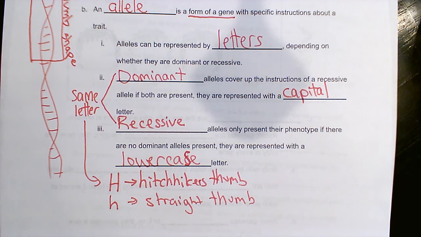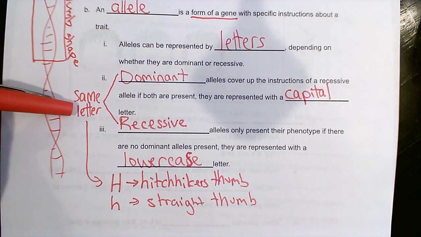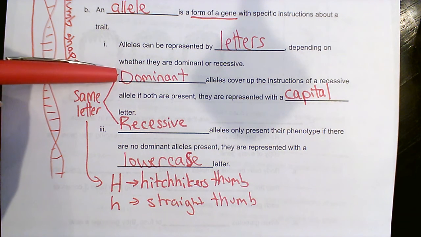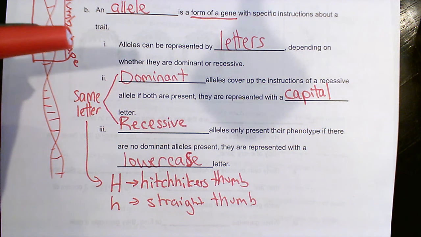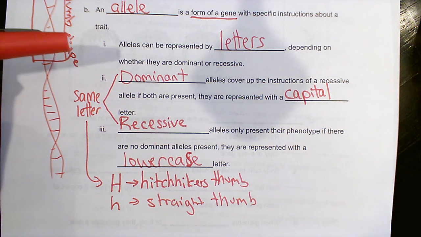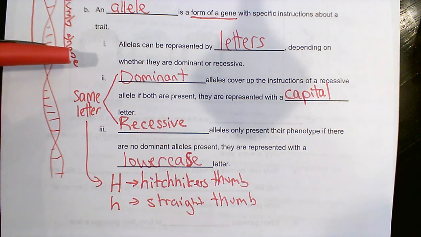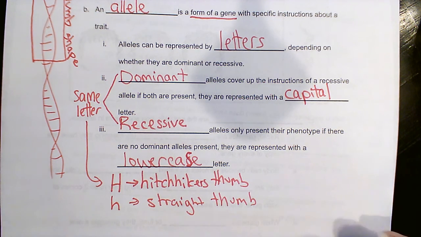Right, so it's not like you use an H for hitchhikers and an S for straight. It's the capital and lowercase of the same letter, and we always pick the letter of whichever one is dominant. Okay, I know on the Edpuzzle I assigned the other day, it's an unfortunate one where it was blue and brown, so they're both B's. But the capital B was for brown because brown was the dominant one.